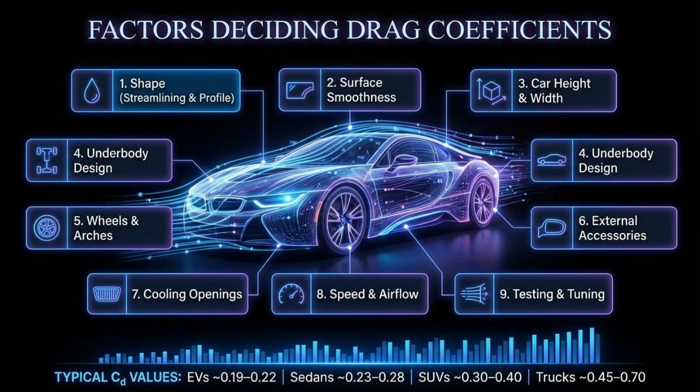As a result, typical drag coefficient values range from 0.19 for advanced electric vehicles, 0.23 to 0.28 for sedans, 0.30 to 0.40 for SUVs, and up to 0.45 to 0.70 for trucks.